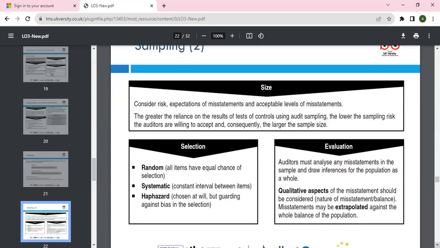Okay, evaluation. An auditor must analyze any misstatement in the sample, draw inference for the population as a whole, and the qualitative aspect of the misstatement should be considered. The nature of the misstatement, the balance or misstatement may be extrapolated against the whole balance of the population. That's what we can look around.